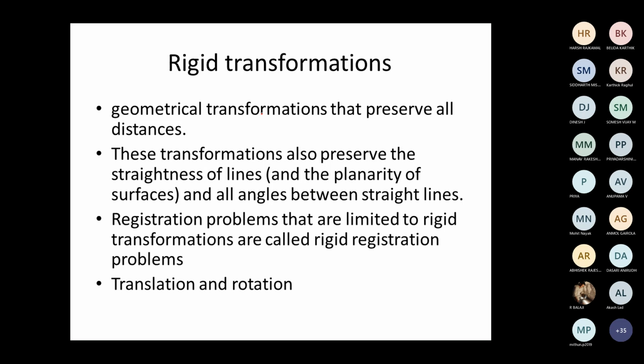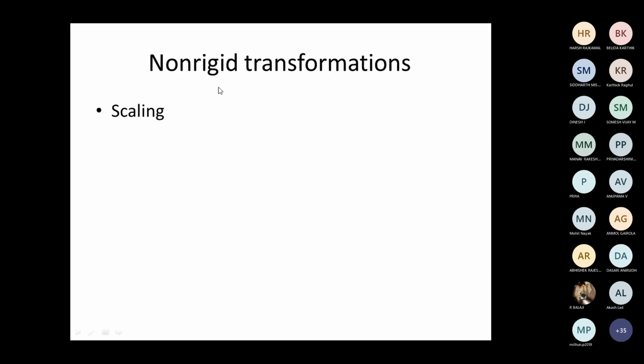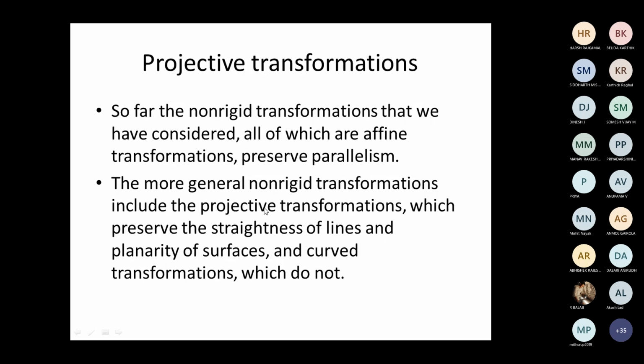Rigid transformations are the geometrical transformations which preserve distances. These transformations also preserve the straightness of lines and all angles between straight lines. Registration problems that are limited to rigid transformation are called rigid registration problems. Examples are translation and rotation, because these properties are satisfied there. Non-rigid transformations include scaling and affine, which we can discuss in the next class.